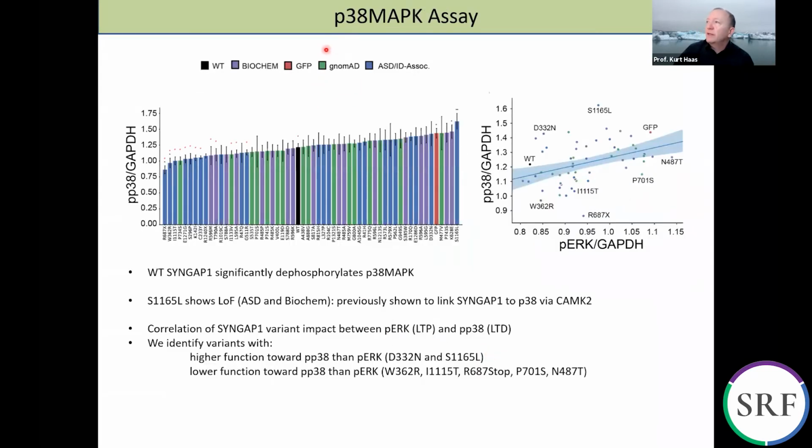Then there's the other pathway, the RAP LTD pathway, for the marker P38 MAP kinase. We find less but certainly significant impact. We find the results are correlated somewhat with the ERK results, but there are a lot of variants that show more function in one pathway versus the other. And this raises the possibility that different variants are selectively inactivating an LTP pathway versus an LTD pathway. So it's important to understand what that might result in at the pathophysiological level.